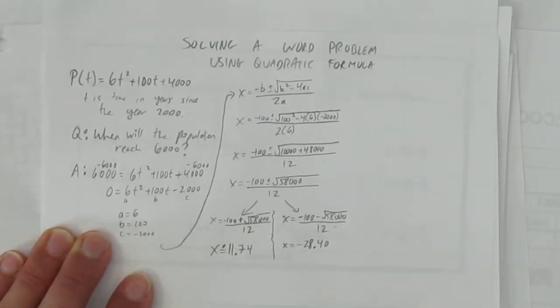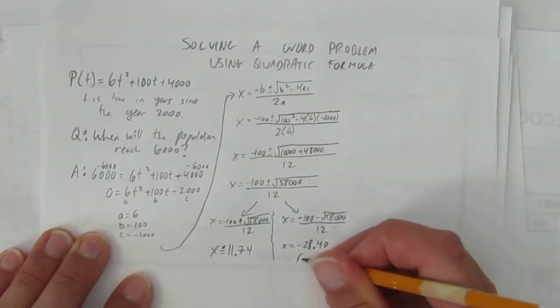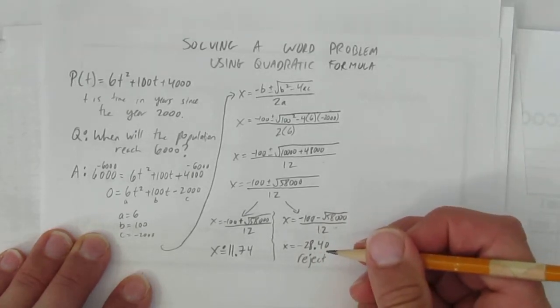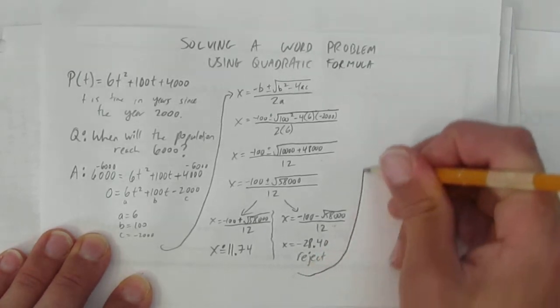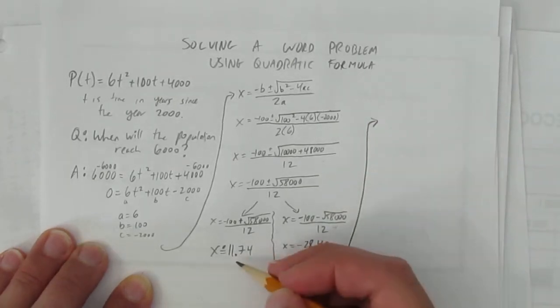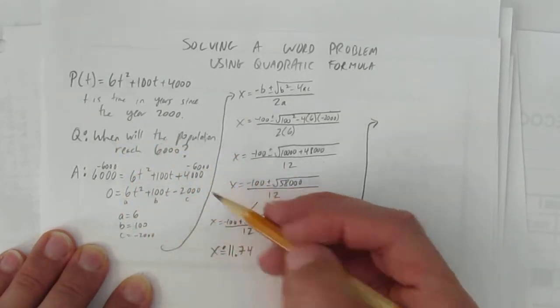Now, one thing, can you have negative years? No. So we're going to reject this answer. It has to be in the future, right? The population's not going to go backwards in time. So we write clearly inadmissible or reject. And now we go up and make our concluding statement. Just before we do, though, it doesn't actually ask in how many years. It says when, and it probably means like what year.